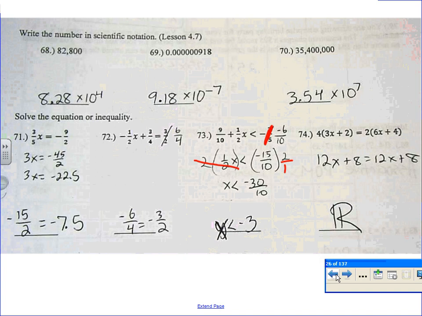Peyton? Can I do 71 or repeat it? I didn't hear you. Okay, 71. On this one, the first thing you need to do is multiply both sides by 5. So get rid of the bottom of the fraction first. After you multiply both sides by 5, you end up with 3x equals negative 45 over 2. Do you understand how I got that part? Okay, you can do that, but you don't need to, because you end up doing more work that way. What did you change them to?